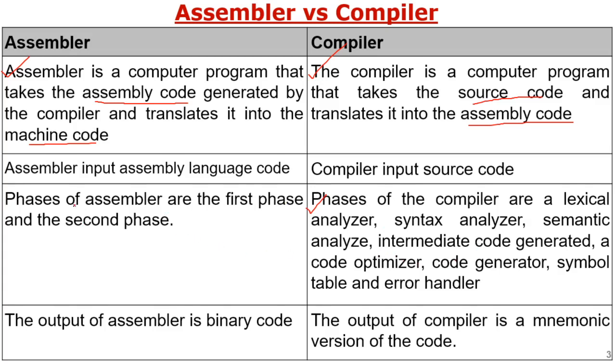The output of the assembler is always in binary code, and the output of the compiler is a numeric version of code, or you can say machine level code. So that's the difference between assembler and compiler. As well, in the previous slides, I have explained the difference between the interpreter and compiler.